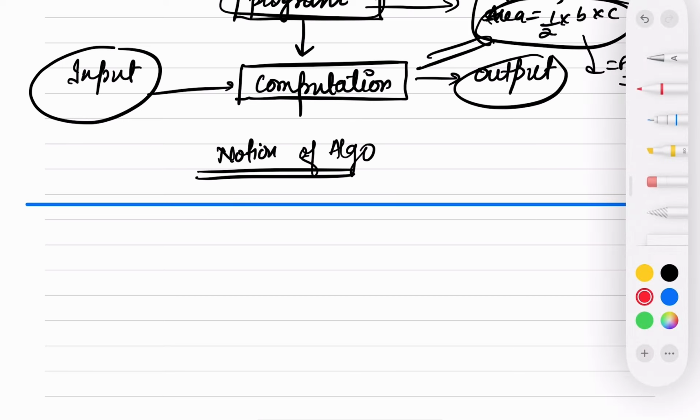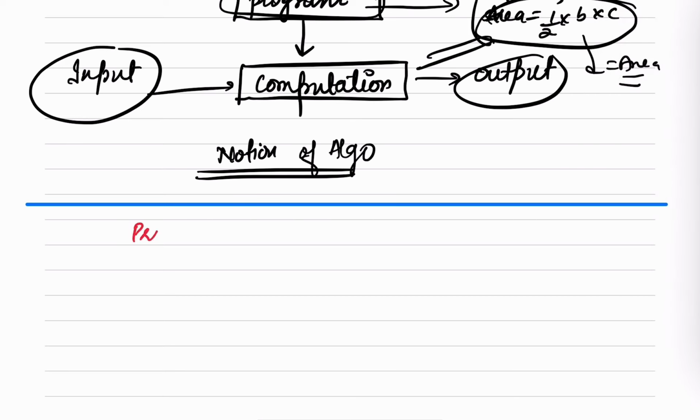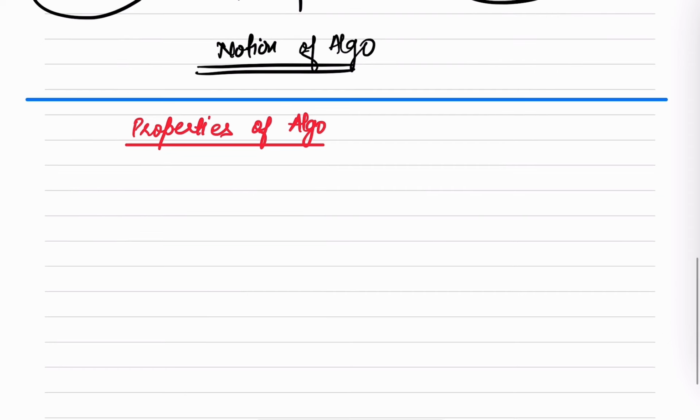The next topic is the properties of algorithm. You now understand what an algorithm is, what the notions of algorithm are, and how an algorithm actually works. Now let's talk about the properties of algorithm, because in the future you might need one of its properties, and you will be solving many problems with efficiency. You may need the efficiency of algorithms, and that is covered in the properties of algorithm.